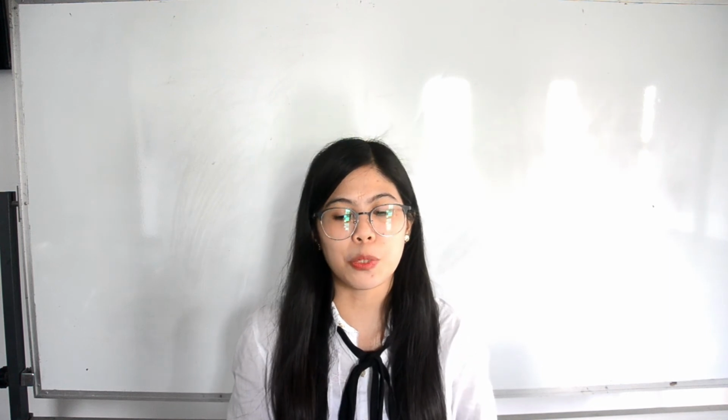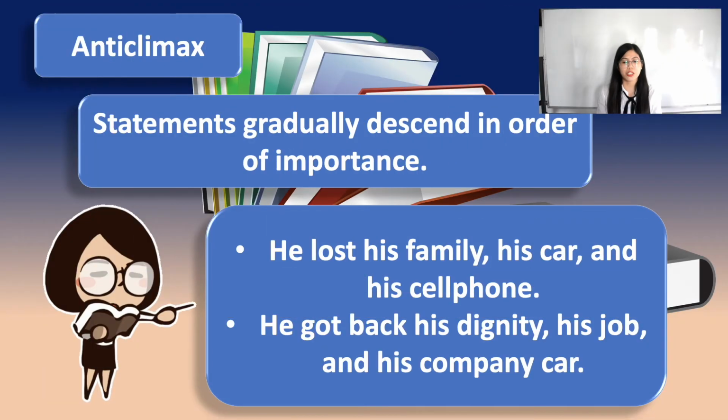Next figure of speech is anticlimax. So statements gradually descend in order of importance. So in other words, it is the arrangement of a series of words in order of decreasing importance. So for example, he lost his family, his car, and his cell phone. So as you can see here, the words are arranged in descending order.